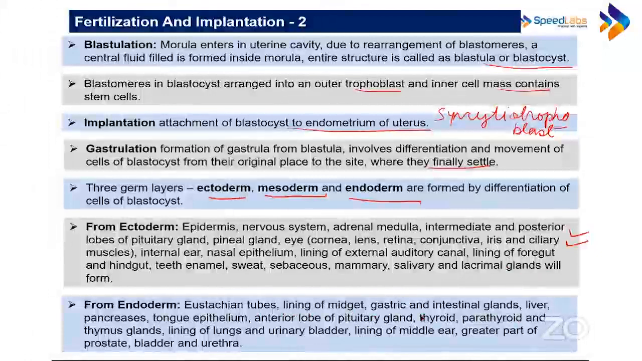Endoderm से वो पूरा digestive system is formed. Glands are formed. अच्छा, pituitary का anterior lobe, be very careful. Thyroid, parathyroid, thymus, lining of the lungs, urinary bladder. This is important. All these are formed. Have you followed till here? And then I will teach you organogenesis.